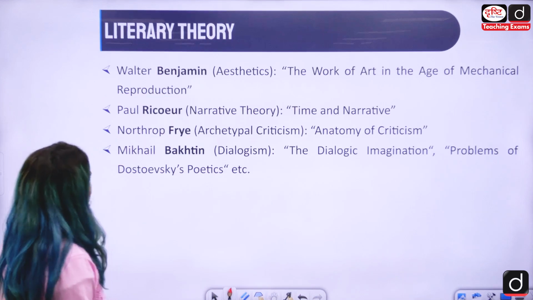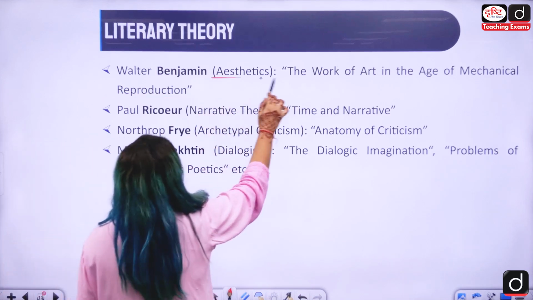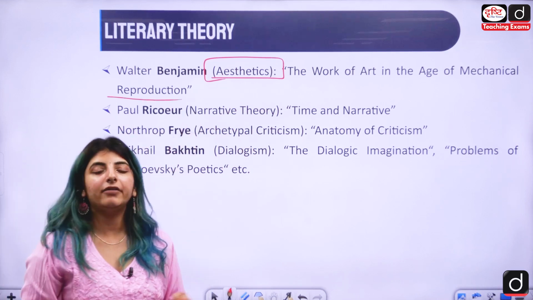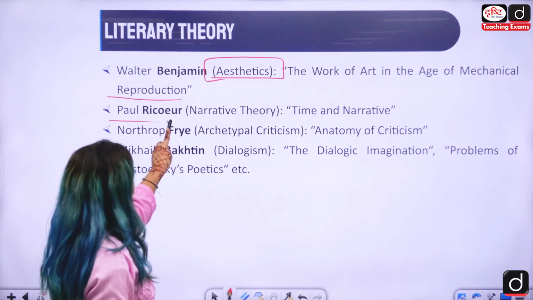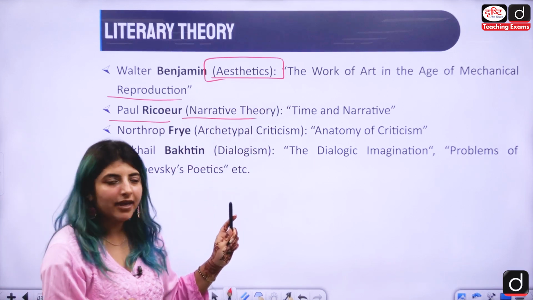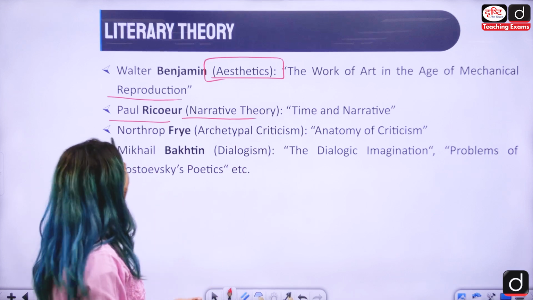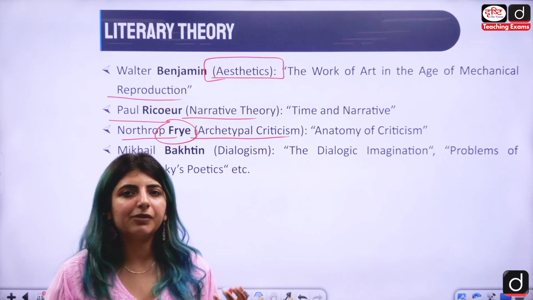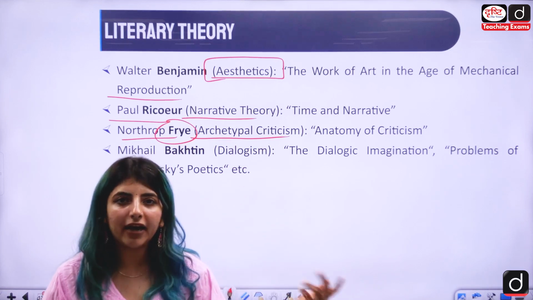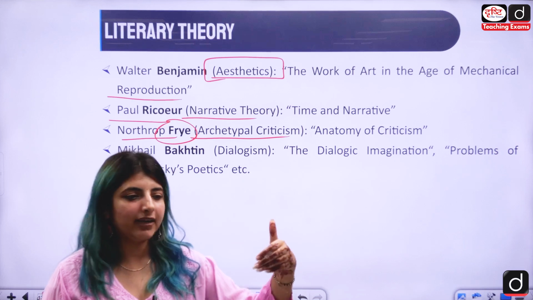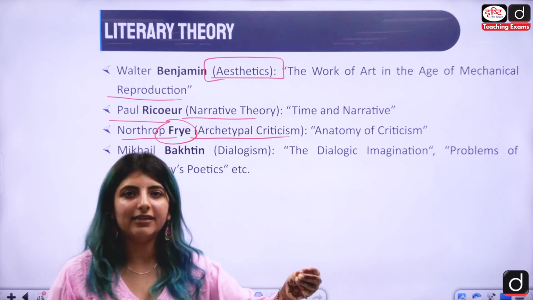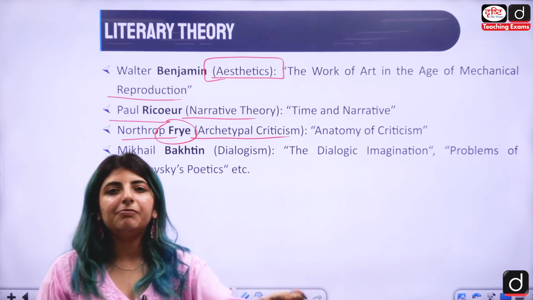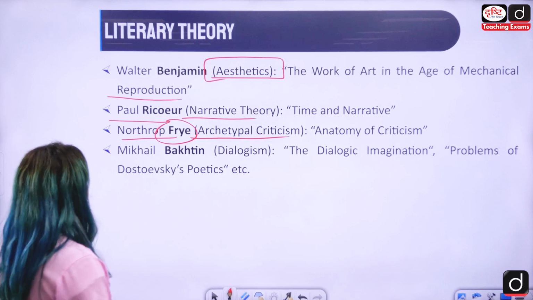Then we have Walter Benjamin, who is related to the theory of aesthetics, The Work of Art in the Age of Mechanical Reproduction. Then Paul Ricoeur, narrative theory, how we narrate things, etc. Time and Narrative. Northrop Frye, archetypal criticism, how the cultural archetypes are there. If you have heard about the black cat and all, that in India there is a superstition that if a black cat crosses our path, the entire day will go in waste, or maybe something bad is going to happen and all, right? So how the archetypes are associated with one another, he talks about that.